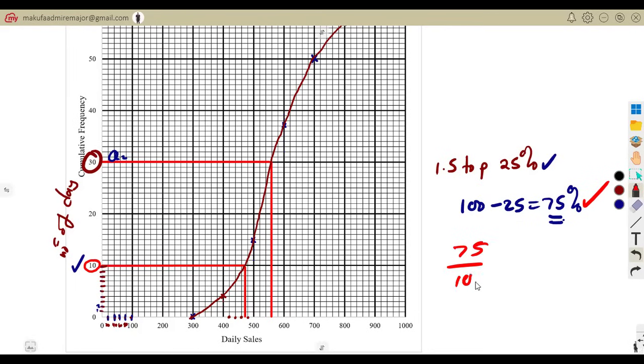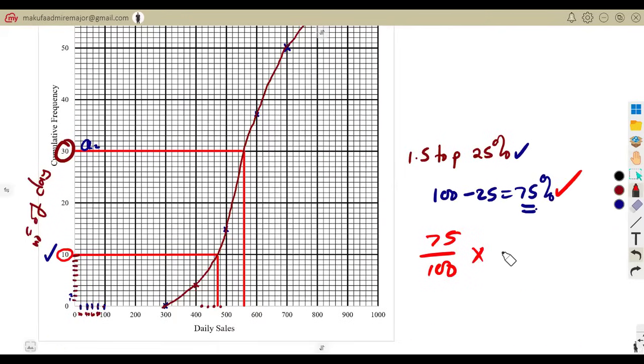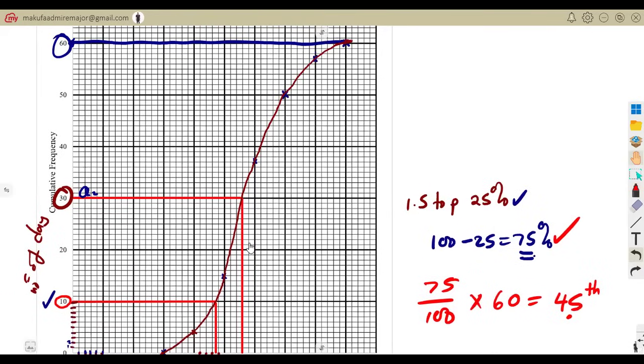So that's 75% of the distribution, which is our N. Remember, our distribution N, the total cumulative frequency, is 60. So 75% of the distribution is going to give us 45. That is the 45, considering it in terms of position. This is the position that you're talking about there. So at this position, what is the corresponding sales at that position?